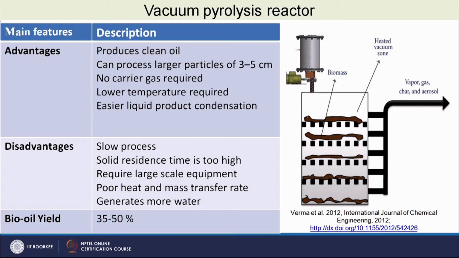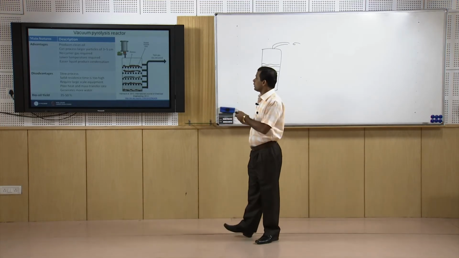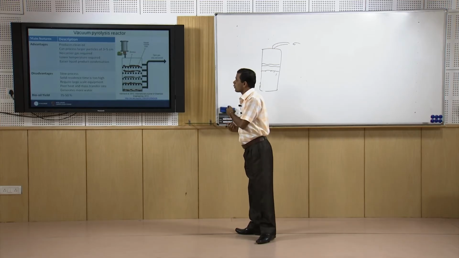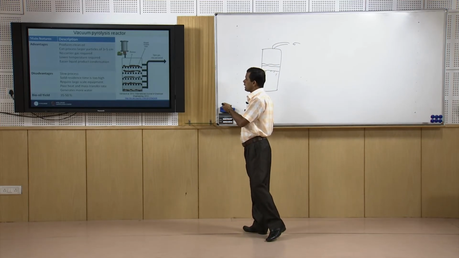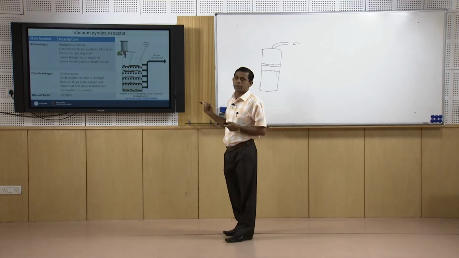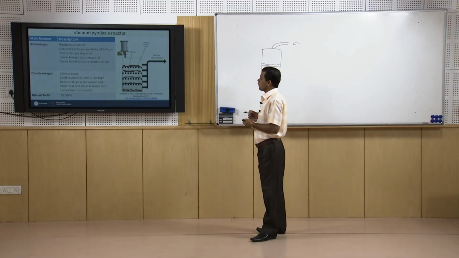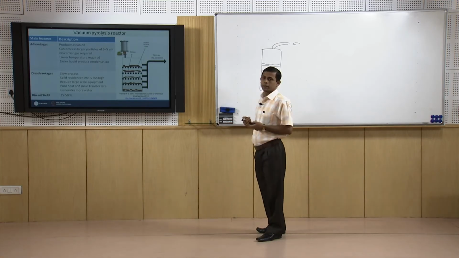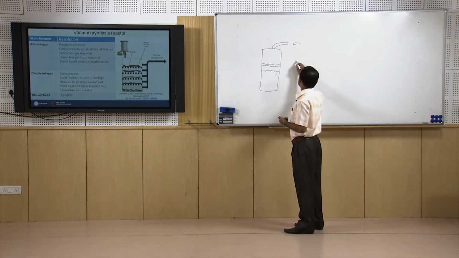We can put the material from the top, like in the fixed bed reactor, but due to the application of vacuum it generates vapor at a lower temperature and it is easier for liquid production. These are the advantages, and the disadvantage is that this is a slow process, and solid residence time is too high, just like the fixed bed. So, it requires large scale equipment and generates more water. Here bio-oil production is also similar to the fixed bed reactor, say 35 to 50%.